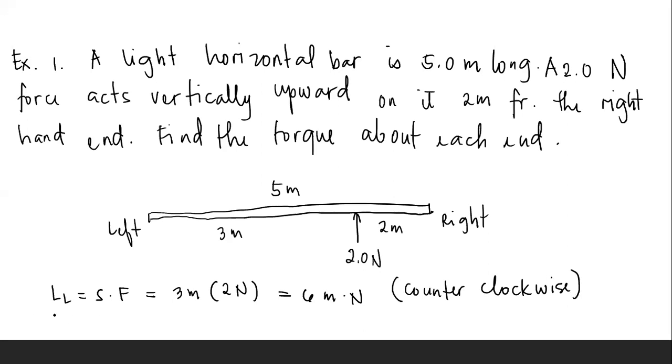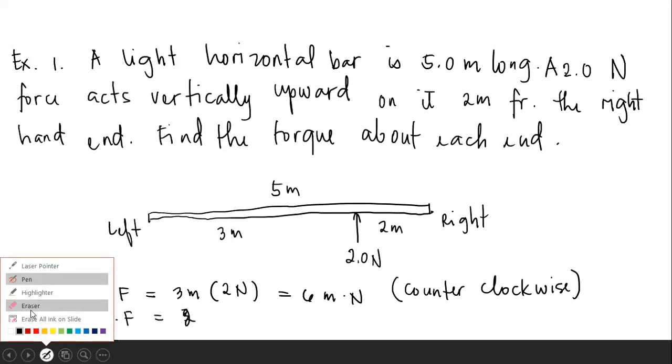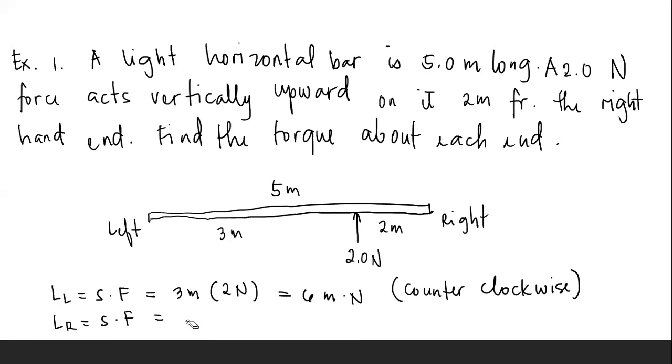Now, the torque at the right is equal to S times F. Therefore, that is 2 meters times 2 newtons, which is equal to 4 meter newtons, clockwise direction.